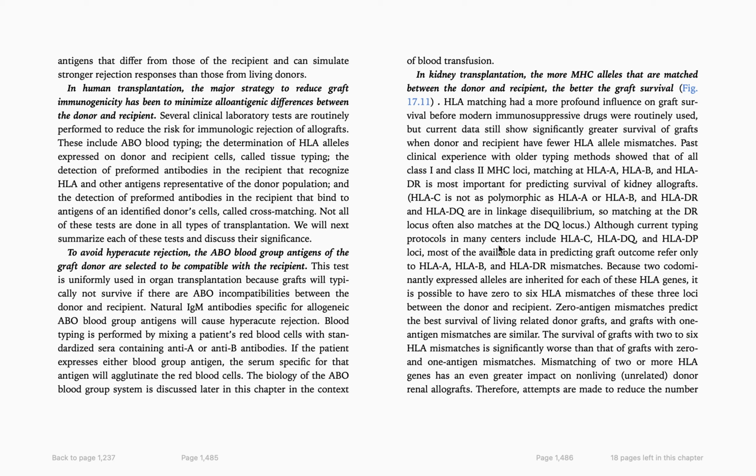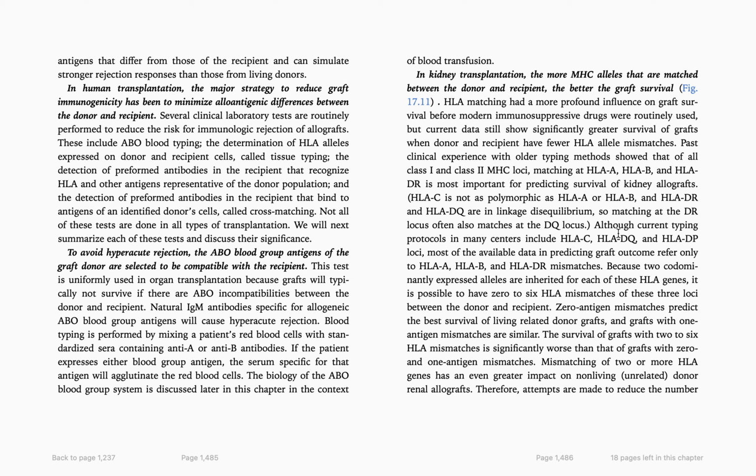Although current typing protocols in many centers include HLA-C, HLA-DQ, and HLA-DP loci, most of the available data in predicting graft outcome refer only to HLA-A, HLA-B, and HLA-DR mismatches, because the two codominantly expressed alleles are inherited for each of these HLA genes. It is possible to have 0 to 6 HLA mismatches of these three loci between the donor and the recipient. Zero antigen mismatch predicts the best survival of the living related donor graft, and grafts with one antigen mismatch are similar.